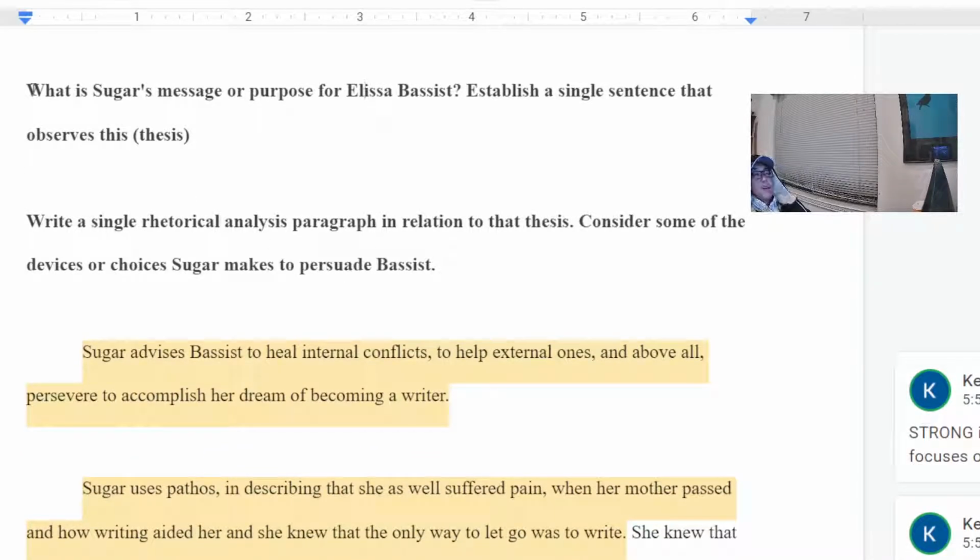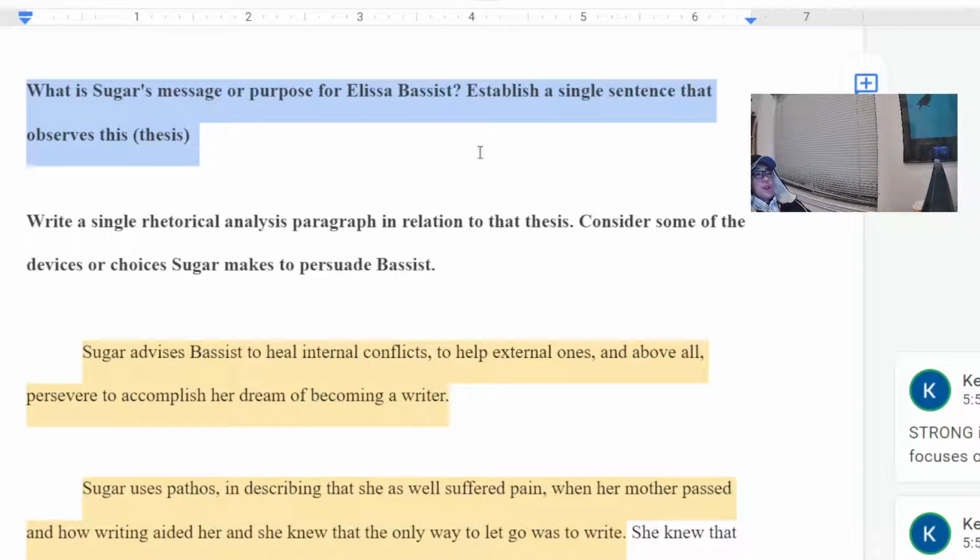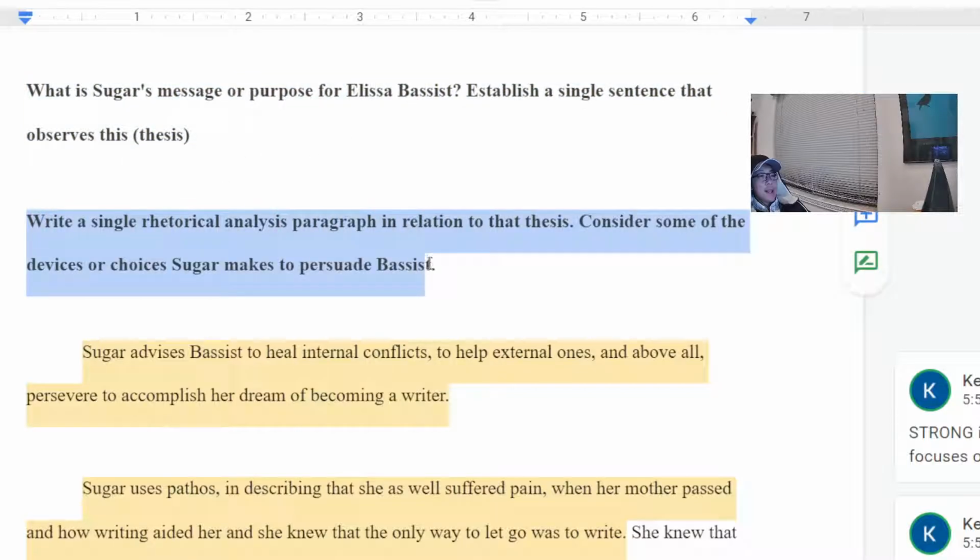So I had 2 questions for you, right? Number 1, what is Sugar's message or purpose for Alyssa Bassett? Establish a single sentence that observes this. So basically like a thesis. Again, message, purpose, maybe some devices she uses altogether, something of that nature. And then, of course, a single rhetorical analysis paragraph in relation to that thesis.